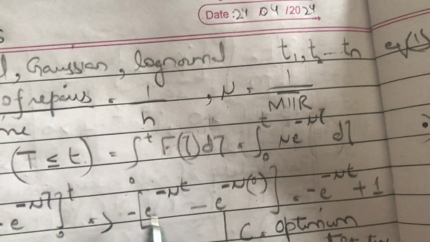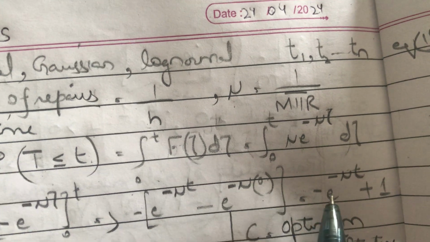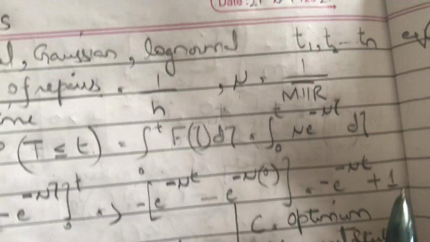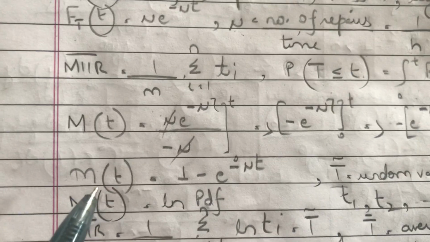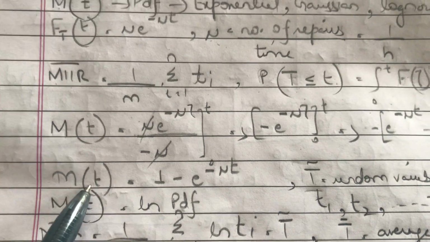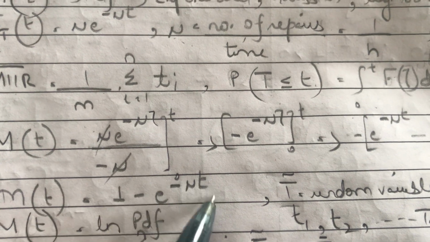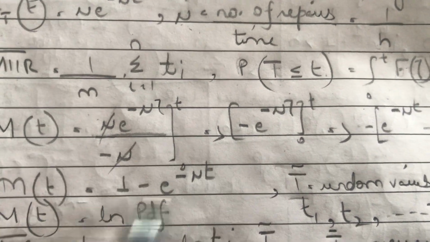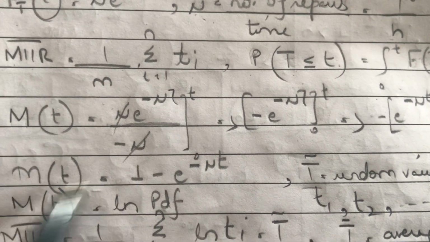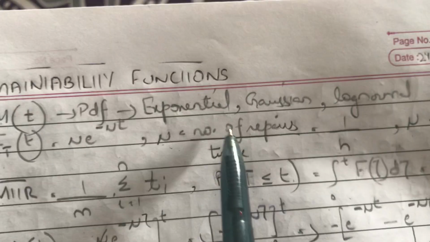So now this remains here, and e to the minus 0, or e to the 0, is 1, you know that, and this minus got multiplied, so minus and minus becomes plus. So now what we got, our final M(t) is equal to 1 minus e^(-mu t). This is our final function for maintainability. So we have done it for the exponential form.